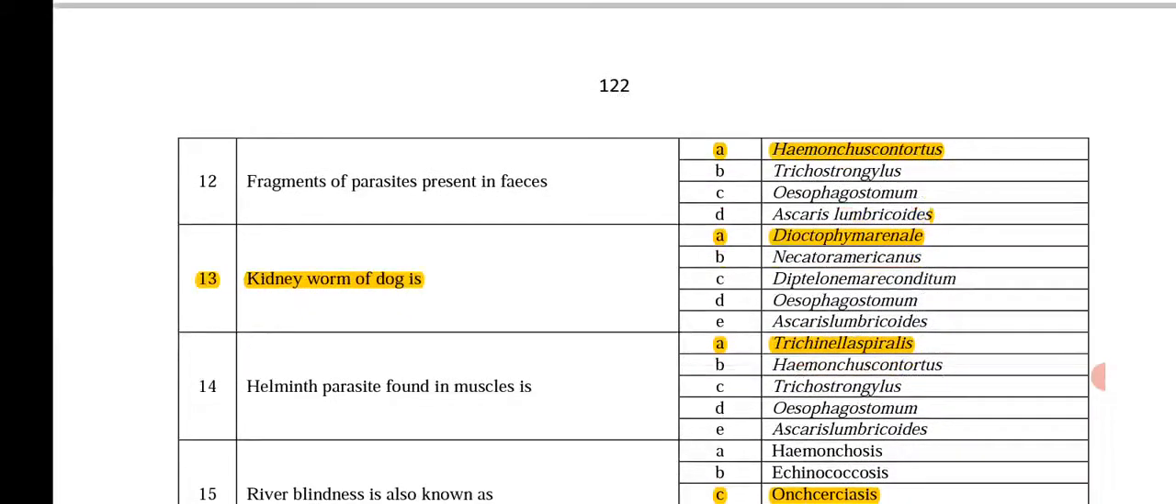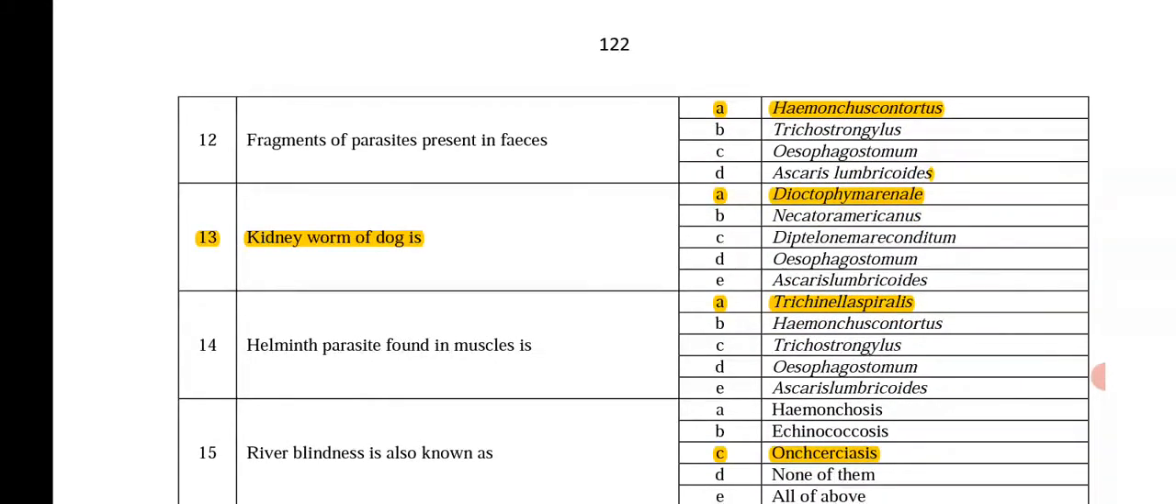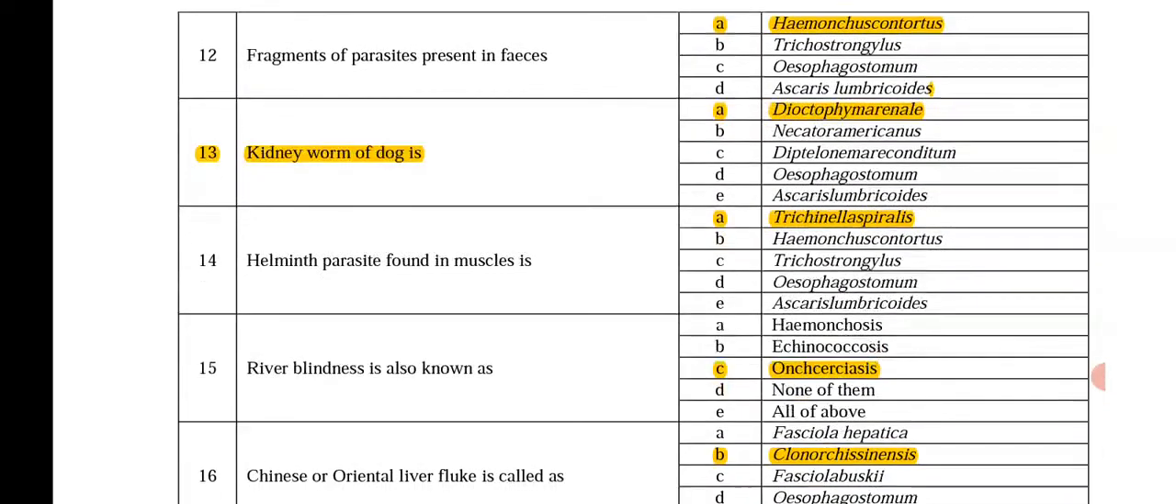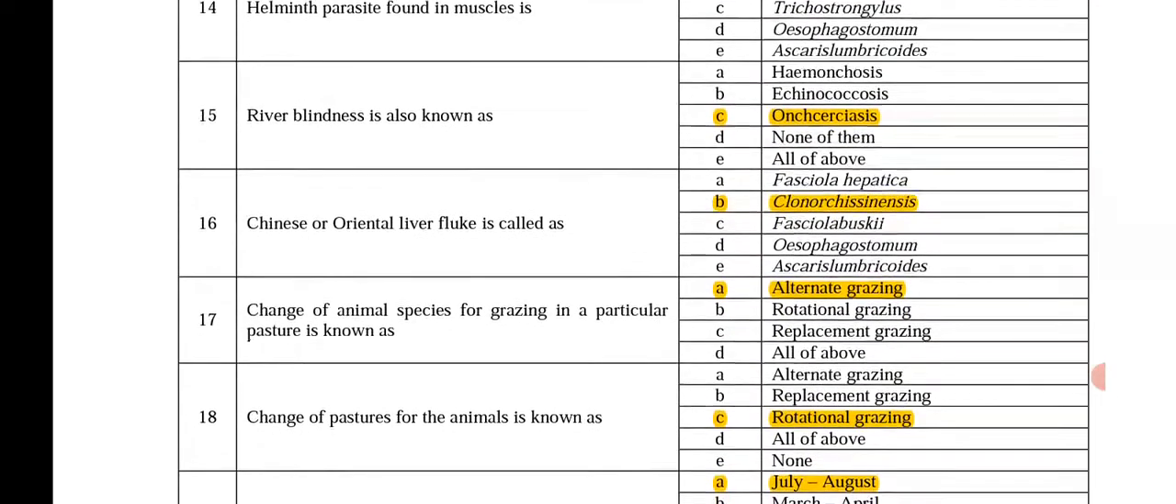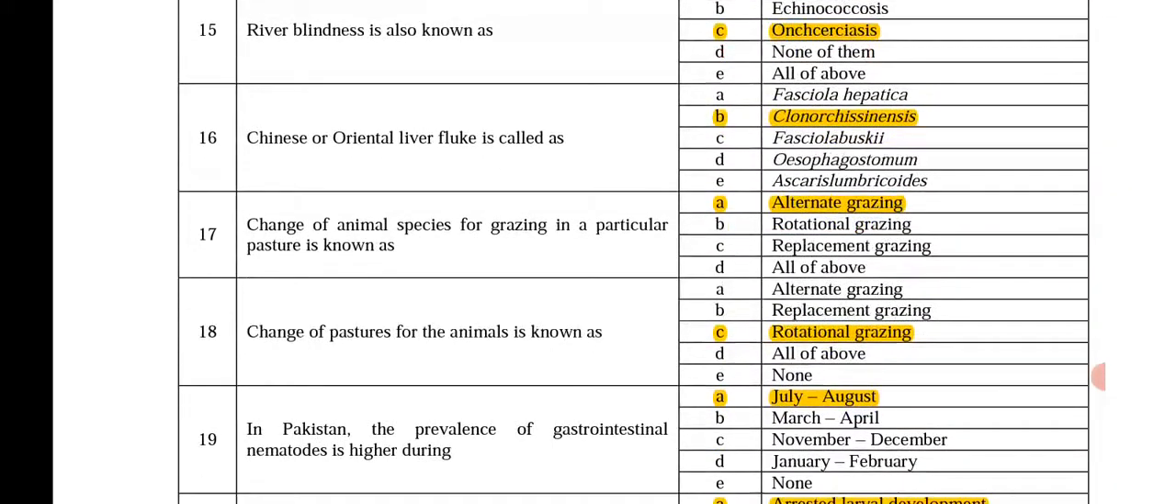Fragments of parasites present in feces is Haemonchus contortus. Kidney worm of dog is Dioctophyma renale. Helminth parasite found in muscles is Trichinella spiralis. River blindness is also known as onchocerciasis. Chinese or Oriental liver fluke is known as Clonorchis sinensis. Change of animal species for grazing in particular pasture is known as alternate grazing. Change of pasture for the animal is known as rotational grazing.